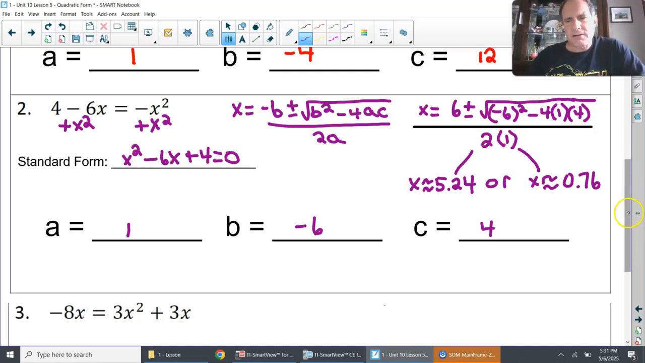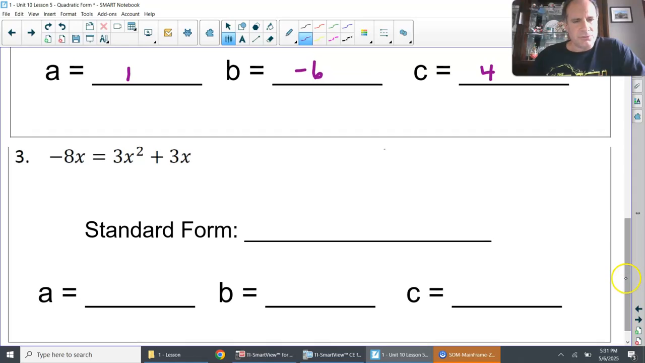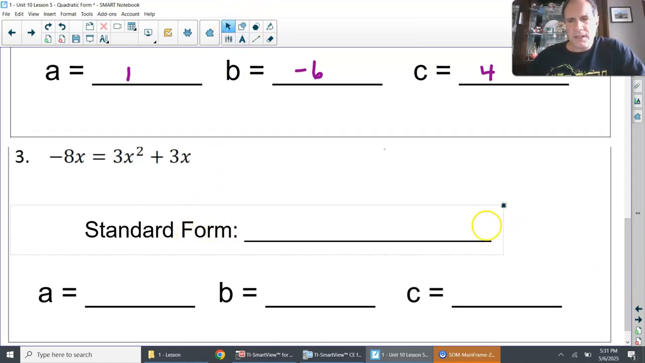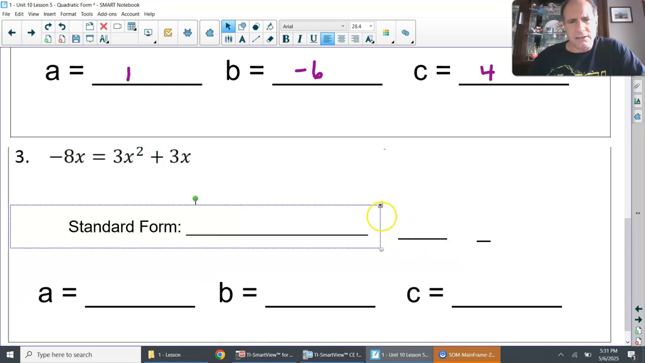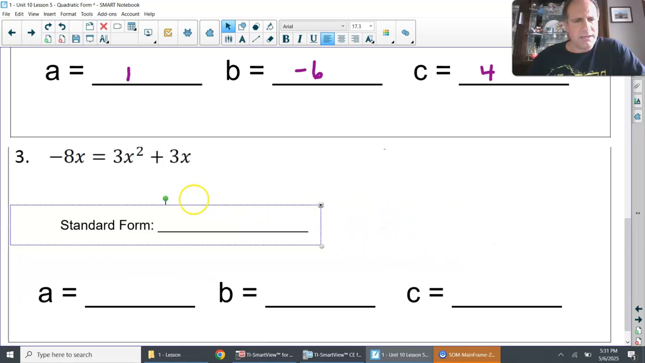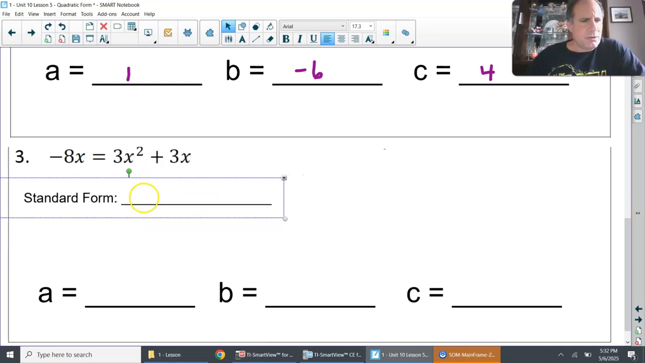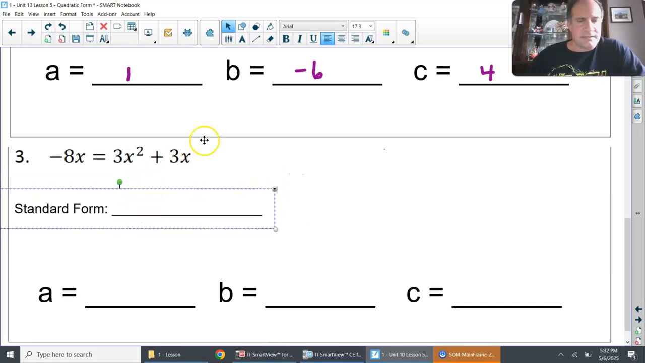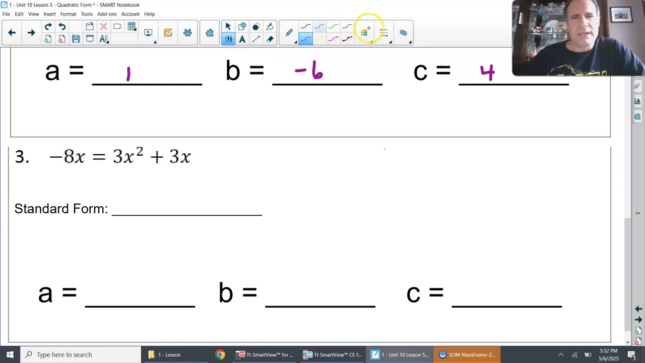These questions here did not ask to use the quadratic formula, but I'm going ahead and doing that anyway, just to get you used to what is going on and what you have to do in the next couple of pages. So that's it.